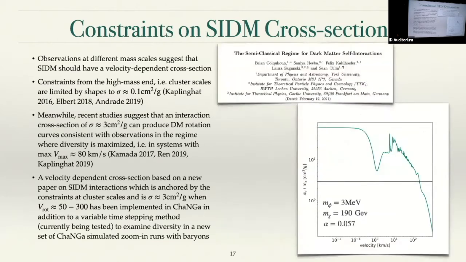And so we introduced this new SIDM velocity dependent cross section, which is based on this paper, which was done in collaboration with Sean Tulin, who is our collaborator on this work and has helped us to create this very crazy looking velocity dependent cross section, which also includes resonances. The main takeaways are that at cluster scales, you're getting the correct cross section, and then around where you want diversity to be maximized, you're getting cross sections of about 3 centimeters squared per gram. And so this has been implemented into Chang'e.